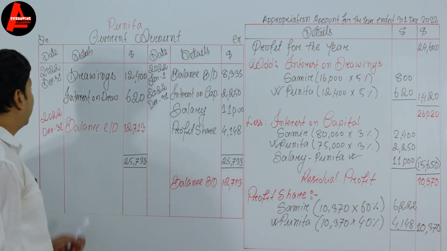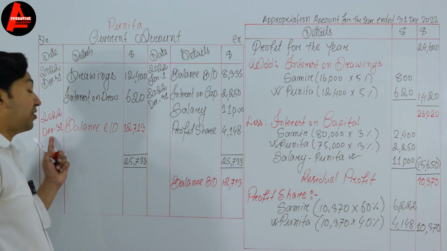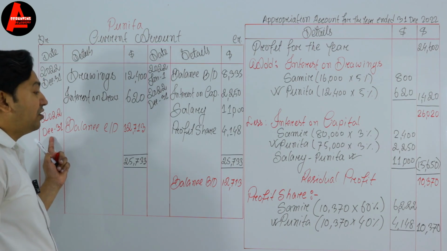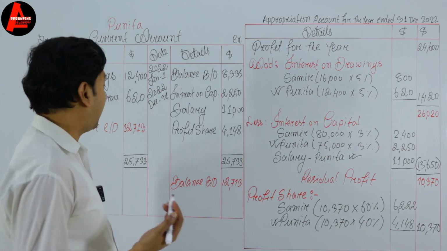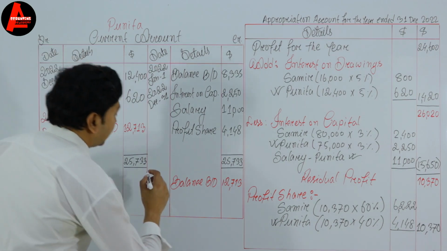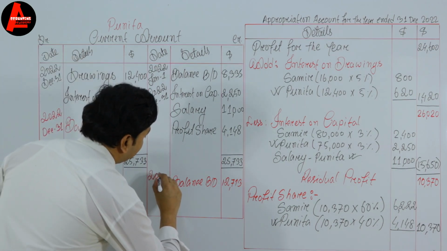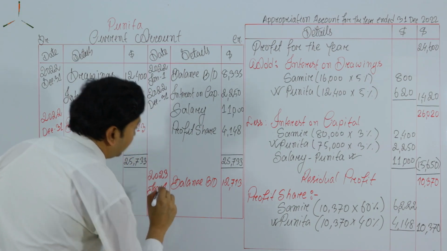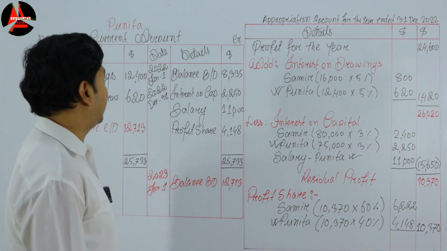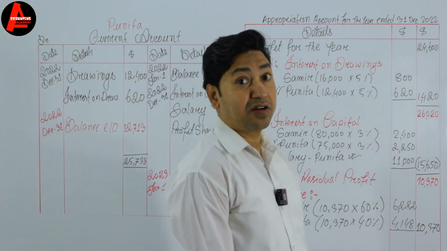The date will be here the first day of the next financial period. The financial period ended on 31st December, so the next financial period will start on 1st January 2023. Let us write here 1st January 2023. So finished. This is how we need to prepare a current account.